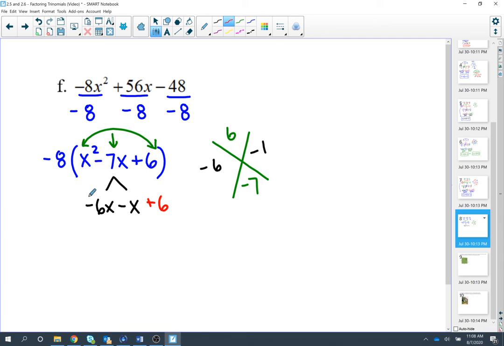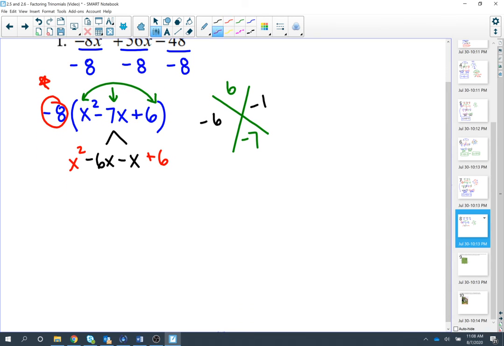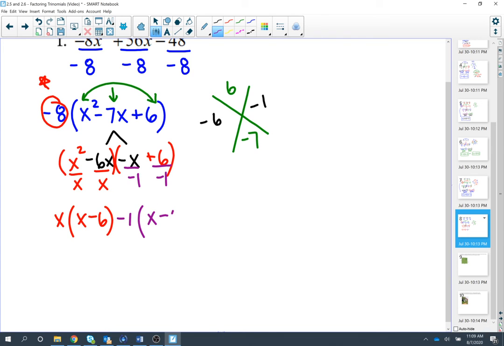We're going to drop down that 6. We're going to drop down that x squared. We're going to keep an eye on this guy for later, but nobody cares about him right now. Then we're going to do some grouping. Take a look at your first two. X squared, negative 6x. I can get an x. What's left over? x minus 6. Second two. Not much, but you can get a negative 1. Negative 1, x minus 6.